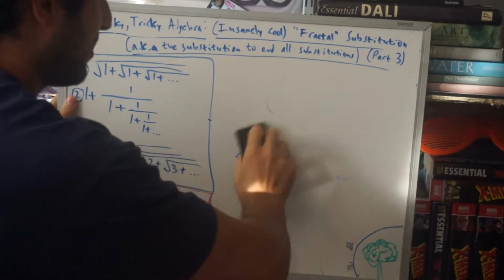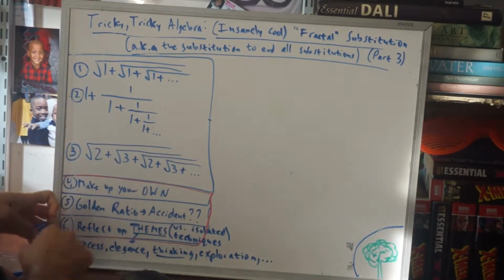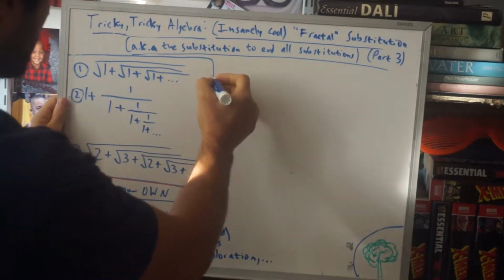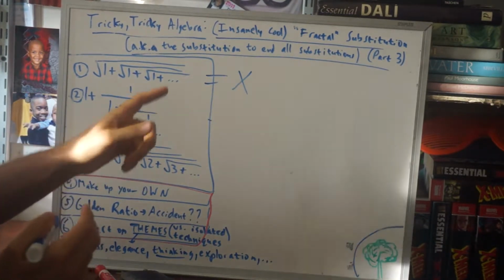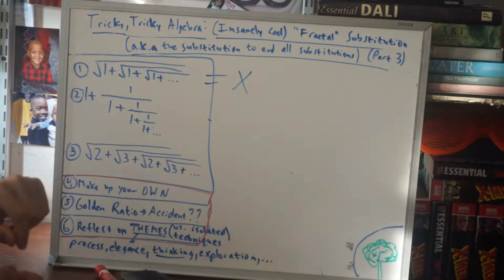So we're going to use that idea here. This is going to be a substitution of epic proportions. So we're trying to solve this. Step one, we know from parts 1 and 2, is let's give this a variable. So we're going to call this, let's say, x. Here's the key question: can we find something inside of itself that is also an x?